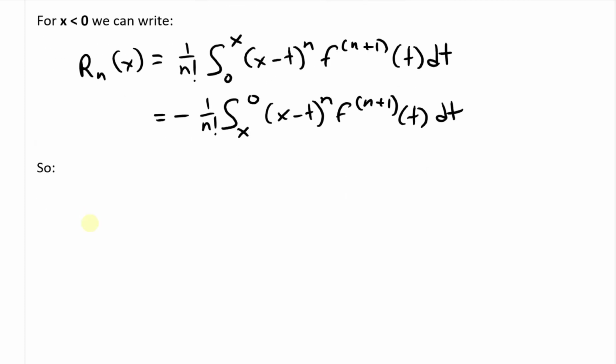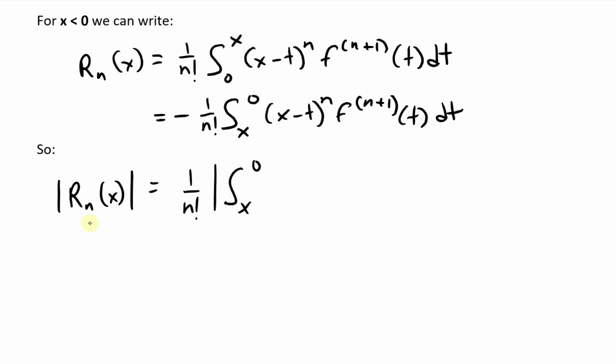So now we can take the absolute value again, but now we have this negative, and that just goes away. The absolute value of the remainder Rn(x) is going to equal, and this negative sign just vanishes because we're taking the absolute value, making it positive. We put the 1 over n factorial, which is always positive, and then the integral from x to 0 of (x minus t)^n times f^(n+1)(t) dt, all inside the absolute value.